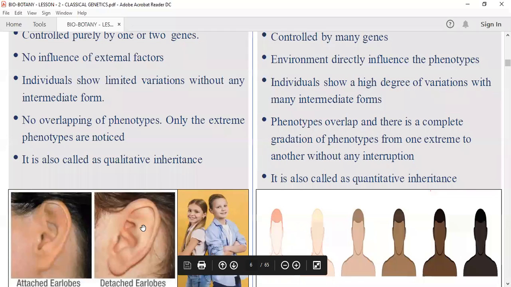The earlobe is attached with that skin. But here it is not attached. Here it is, brothers and sisters, so all are different. But on this side, you see this picture, different colored persons are present here.